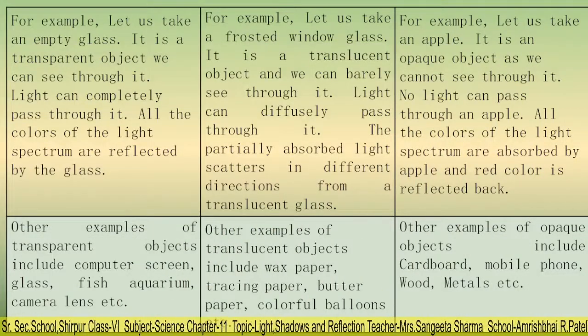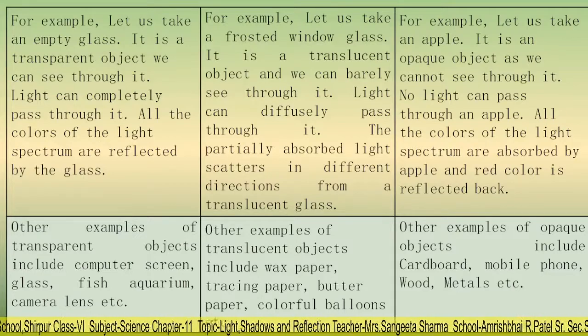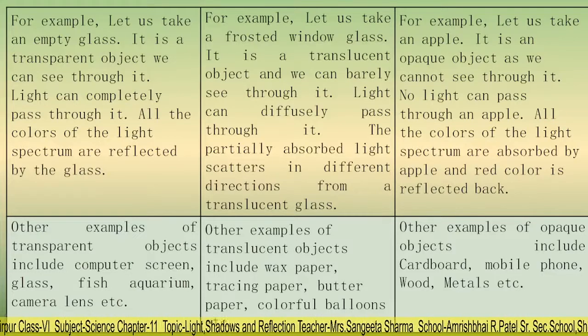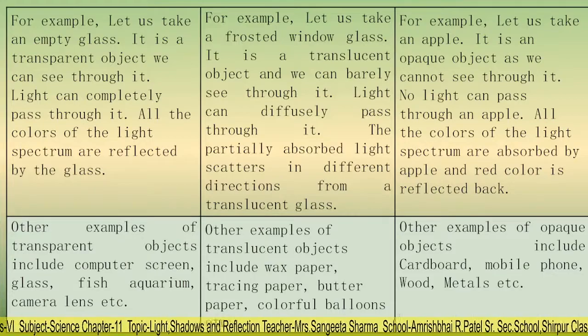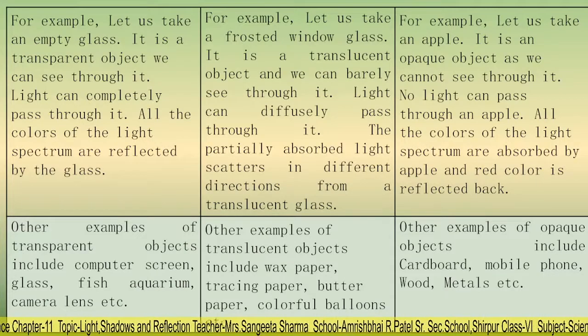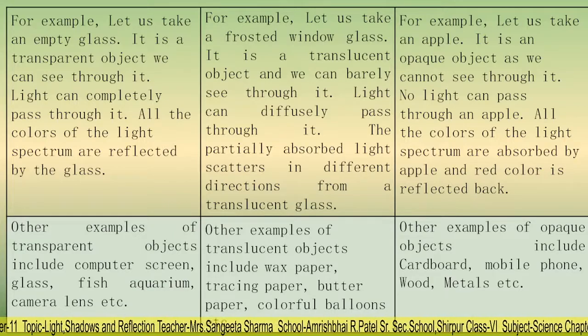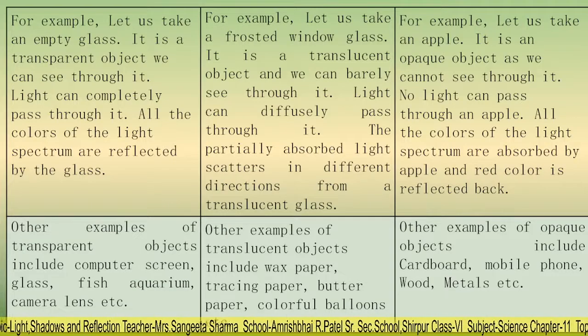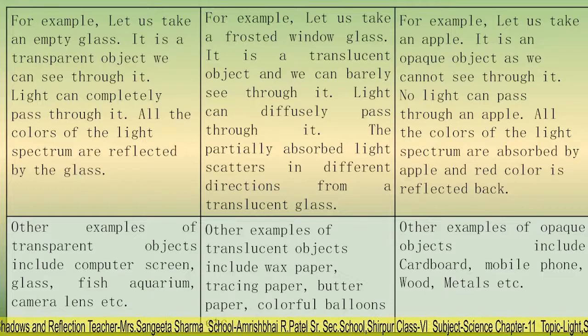Now we have some examples. For transparent objects we have the example of an empty glass. It is a transparent object, we can see through it and light can completely pass through it. All the colors of the light spectrum are reflected by the glass.